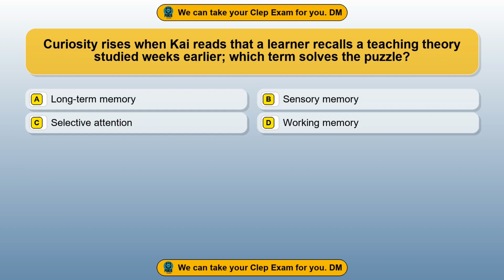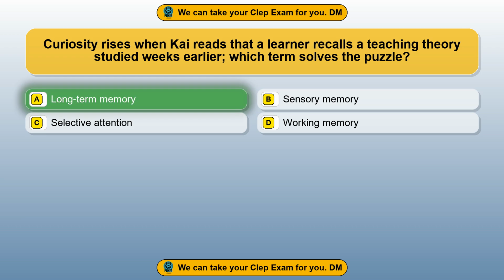Question 35. Curiosity rises when Kai reads that a learner recalls a teaching theory studied weeks earlier. Which term solves the puzzle? Option A, long-term memory. Option B, sensory memory. Option C, selective attention. Option D, working memory. The correct answer is option A, long-term memory.